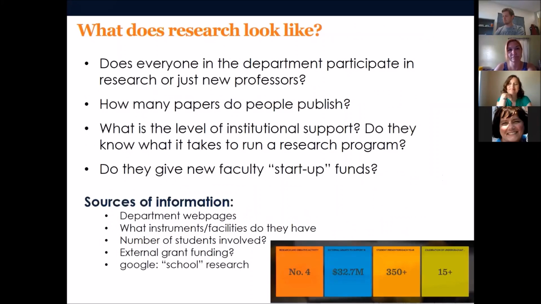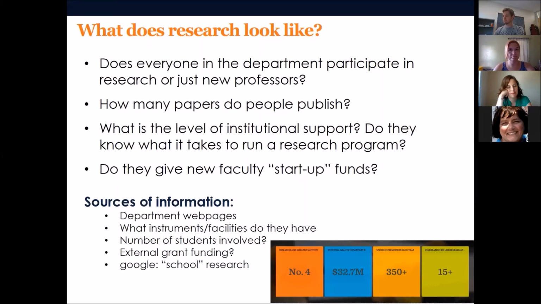Research is probably, in my perspective, the aspect of PUIs that varies the most institution to institution, and even department to department. So you really want to dig in before you even apply or before you start your application. You really have to dig in on what does research look like, right? How many papers do people typically publish? How big are research groups? Are there faculty startup funds?